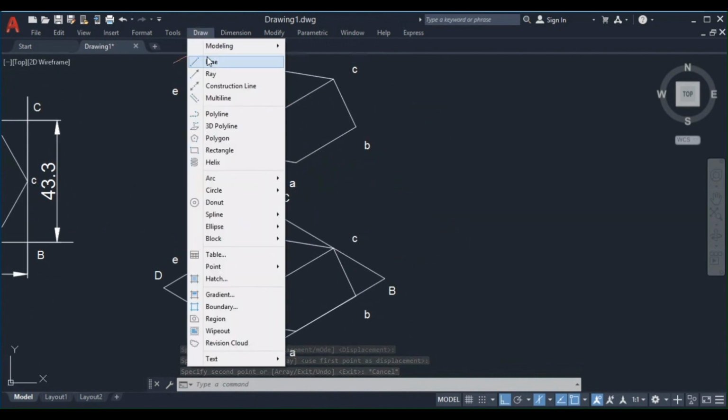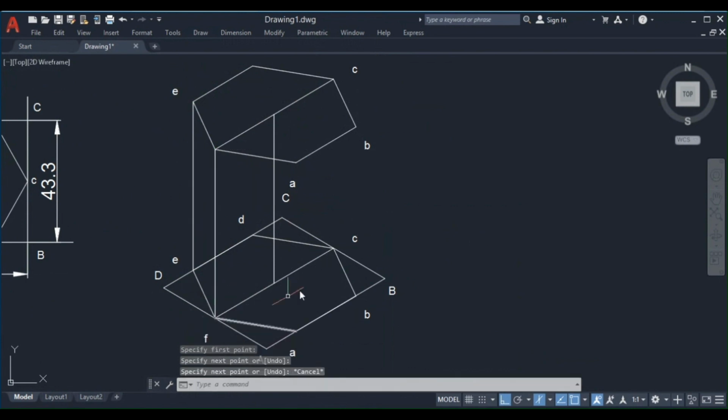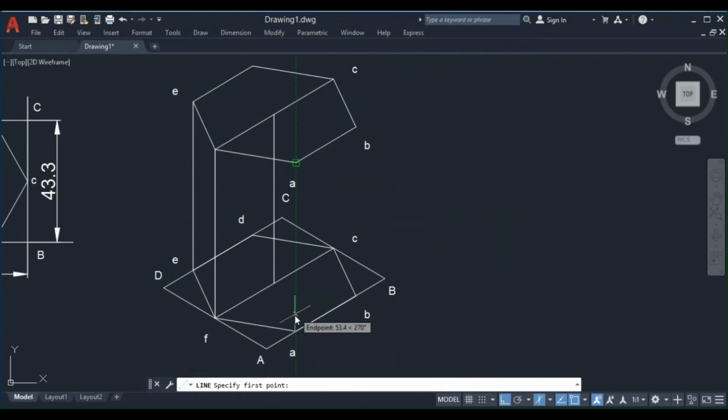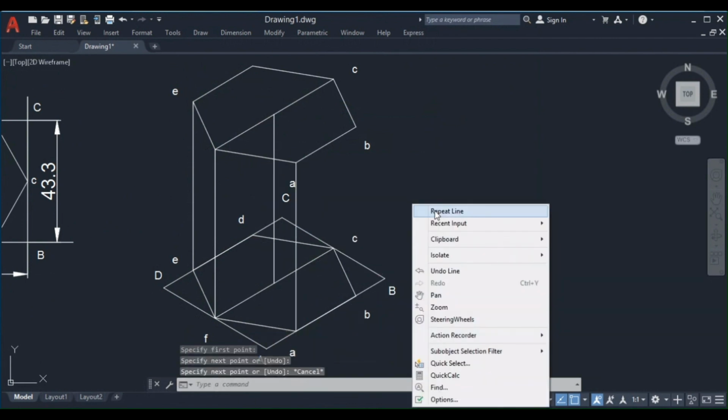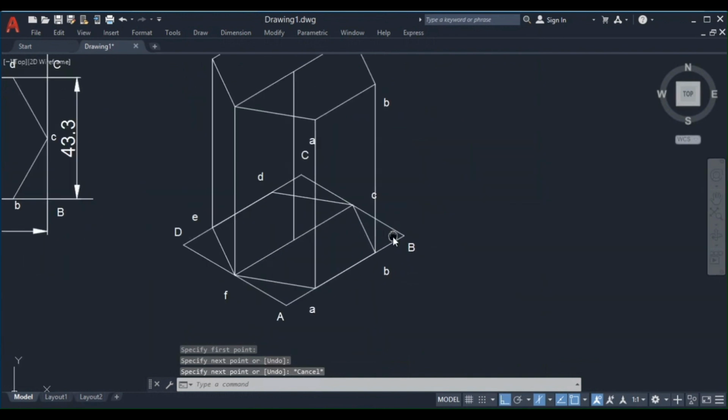Now join E to E. Join E to E first. Now similarly join F to F. Now join A to A. A to A. Now join B to B. Now remove the portions which are hidden.